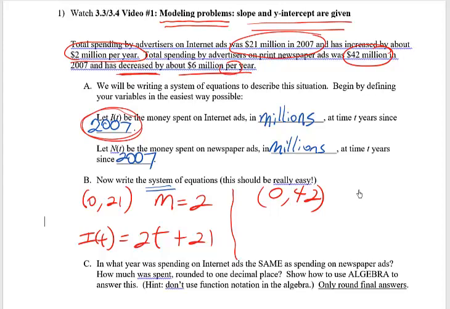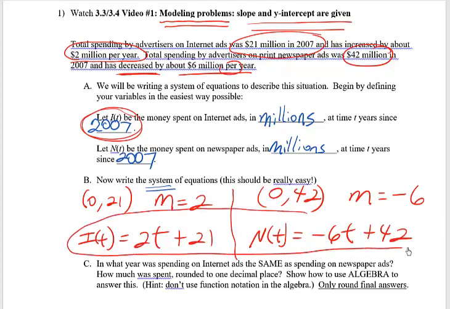There's the per. We know the 6 is the slope. Just be careful here, though, since it's decreasing, I would have to say the slope is -6, and so that means my N of t equation is -6t plus 42. Okay, I now have an equation for each situation. Taken together, then, this forms a system of equations.